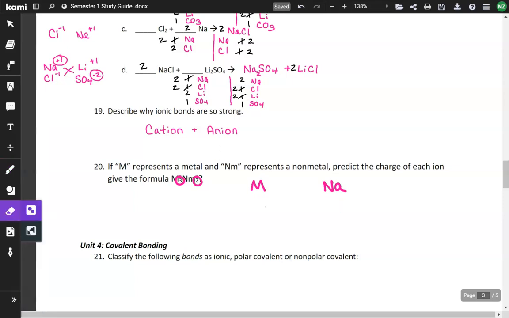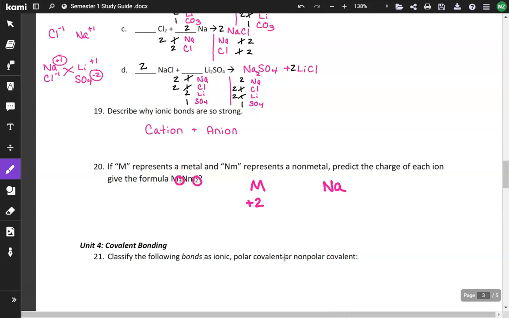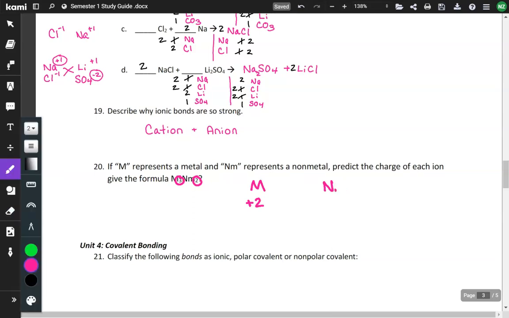So this is actually a common thing that comes up where you're going to have to multiply them by different numbers. So if M is plus 2 and Nm, non-metal, is minus 3, plus 2 times 3 is going to be plus 6. Negative 3 times 2 is going to be negative 6. And they're going to cancel each other out.